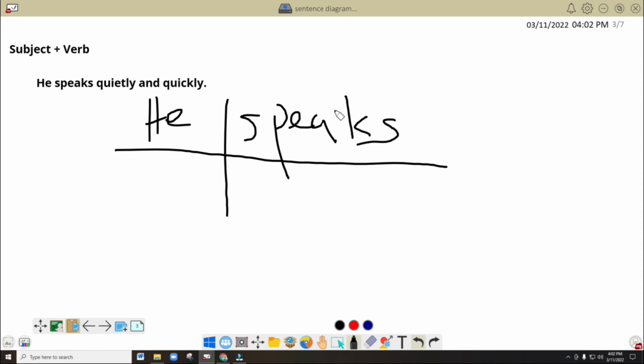Since our words in here, quietly and quickly, pertain to the word speaks, then it simply means that we are going to put it under the verb. Since this is the one being modified by quietly and quickly. I'm sorry about that. Okay, so let's write here a diagonal. So the diagonal line will go under speaks. That's a diagonal line, okay? I'm just not really good at it. So we got a diagonal line here and a diagonal line in here.